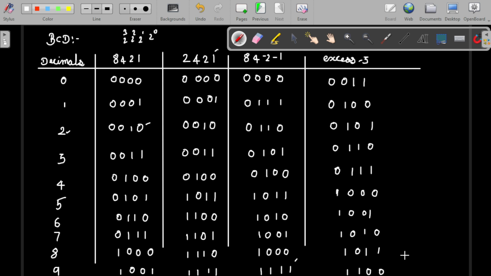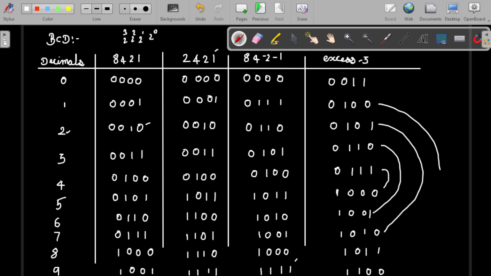So now let's see some different kinds of behavior that is happening here. In the Excess-3 code, if you see these two bits, like 4 and 5, they are complements of each other, right? So if you take the one's complement of this, it represents this one. Then this to this: this is the complement of this one, and this is the complement of this one.